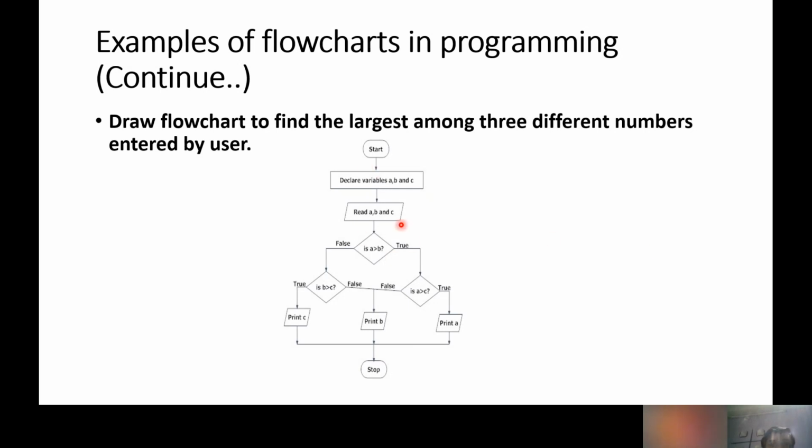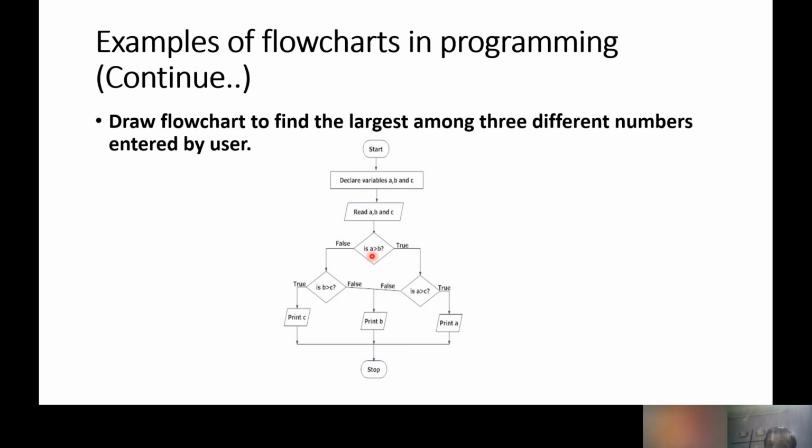Okay, so basically this is the flowchart to find out the maximum out of three numbers, right? So first of all we need to declare the variables a, b and c. Then we need to read the values for a, b and c. This is the logic basically. Then after that we need to compare the two variables a and b.